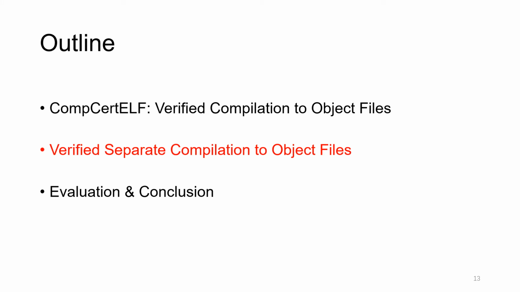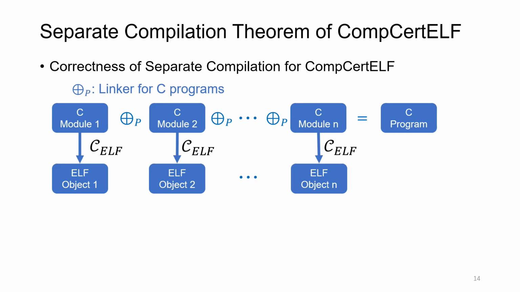We have finished the discussion of CompCertELF using its key paths as an example. Now we talk about how to make it support verified separate compilation. The separate compilation theorem for CompCertELF is illustrated below. Given a set of C modules, assume it can be linked to form a complete C program. Also assume it can be compiled to a set of ELF object files by CompCertELF.